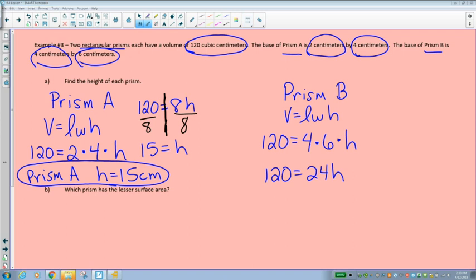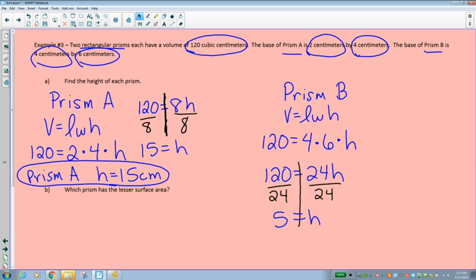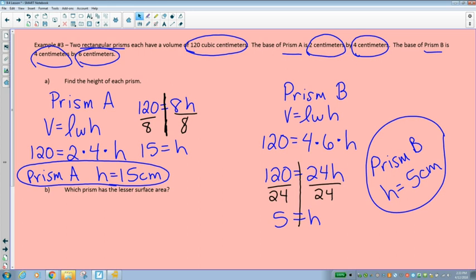And now I'm going to go ahead and solve for h. Again, draw your line down the equal sign, and to get h by itself, I need to undo what's happening to it. So I'm going to divide both sides by 24. And when I do that, I get 5 equals h. So prism B has a height of 5 centimeters. So I've answered part A for both prism A and prism B. And then I read B.